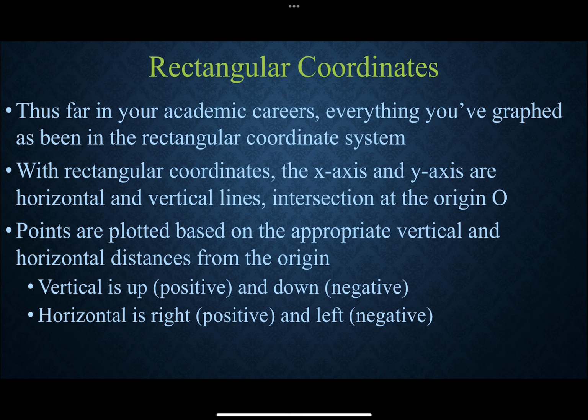So everything we've done so far has been rectangular coordinate system. We got a little bit into the parametrics, obviously the last two videos there, but everything you've done really since you've learned how to graph has been rectangular. X and Y axis, horizontal vertical lines intersecting at the origin 0 or origin O. And you plot points based on the appropriate vertical and horizontal distance from the origin. Vertical is up, down for positive and negative, horizontal right and left for positive and negative. So if I want to plot, for example, (2, -3), you go horizontally positive 2, vertically down 3, and there's your (2, -3) right there.